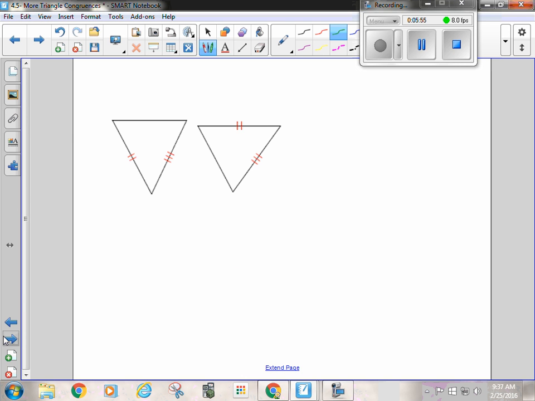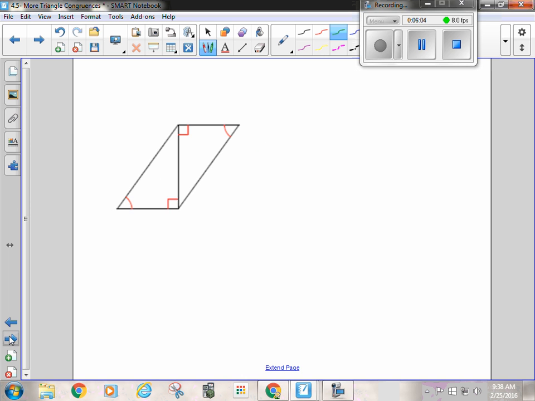All right, I only have two sides that are marked. I don't have anything about angles, and I don't know anything about the third side, so I can't determine that these two are congruent. All right, let's look here. I have two angles that are marked. I see a shared side, so this one's going to be angle, angle, side.